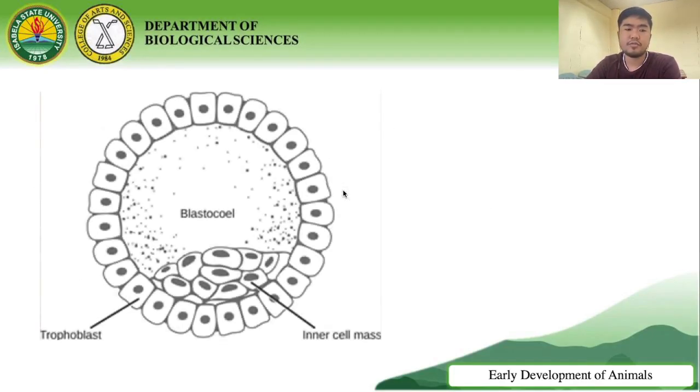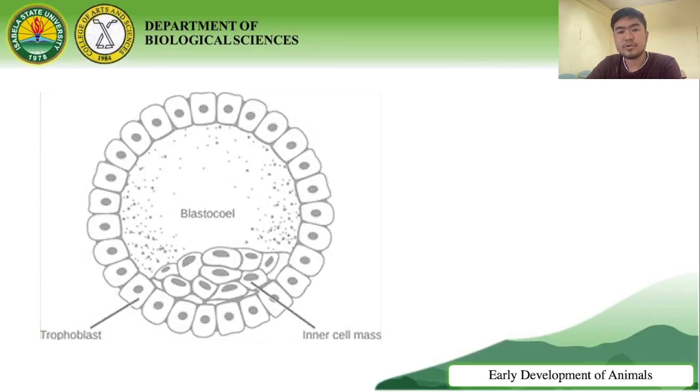And to view the trophoblast, ito yung sa mammalian. So, this is a blastocyst. We have the single layer of cells outside, which is the trophoblast, and we have the inner cell mass and the blastocoel. Itong inner cell mass siya yung magpo-form ng ating embryo, and yung trophoblast, yung magde-develop na placenta.